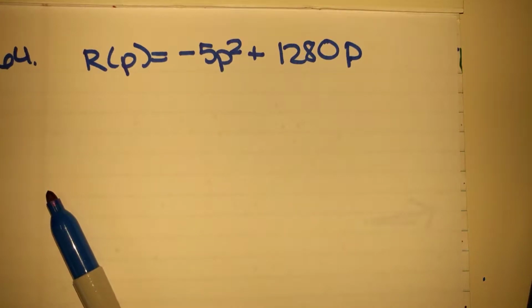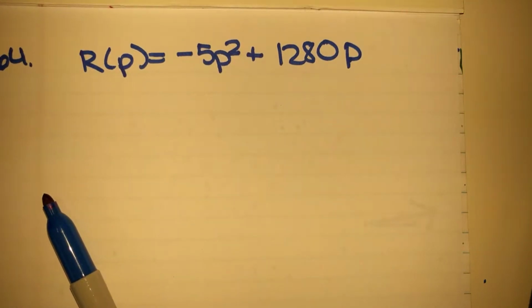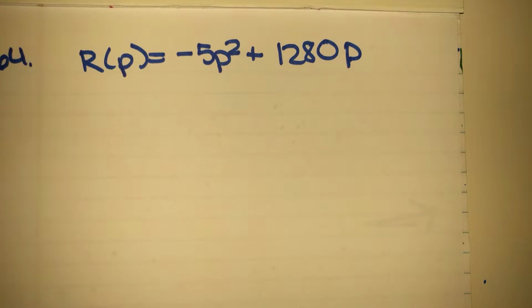The question gives you a revenue function, and then they ask you to find where the revenue is maximized. And so it kind of comes out from nowhere that they're all of a sudden talking about maximizing revenue. But here's the idea behind this.